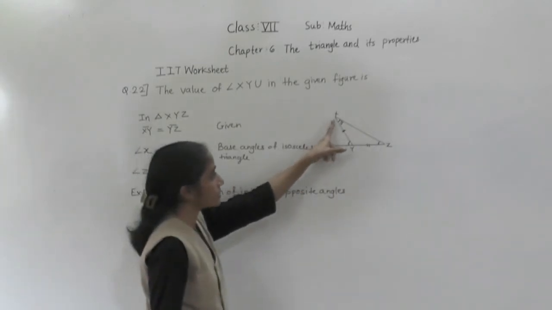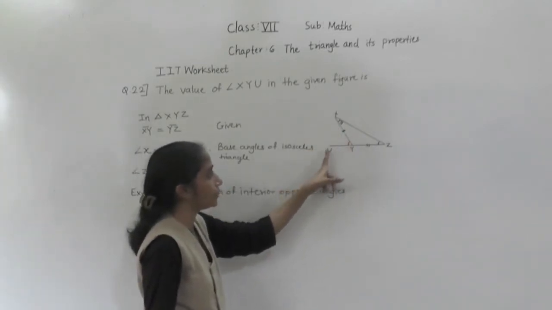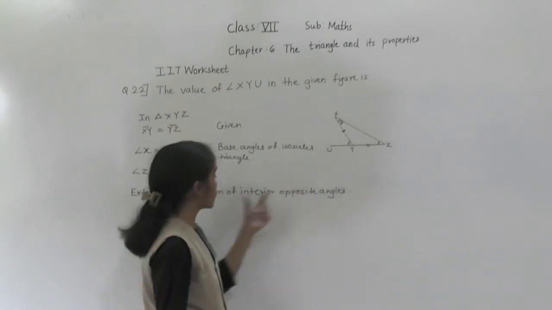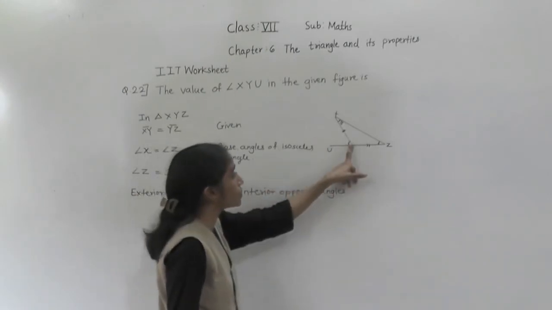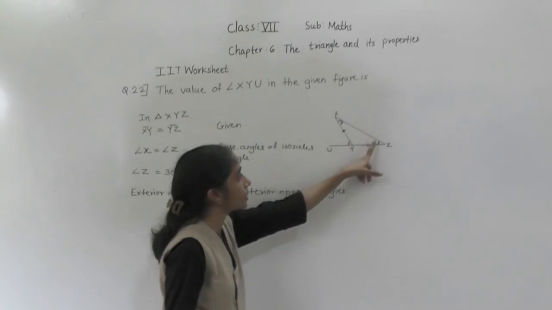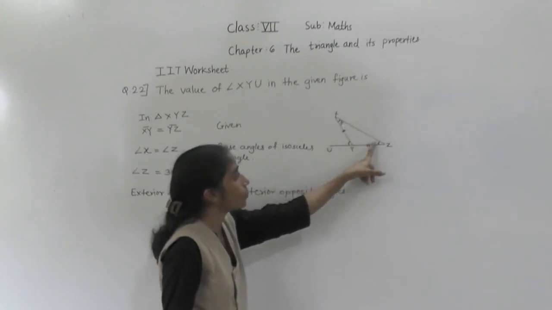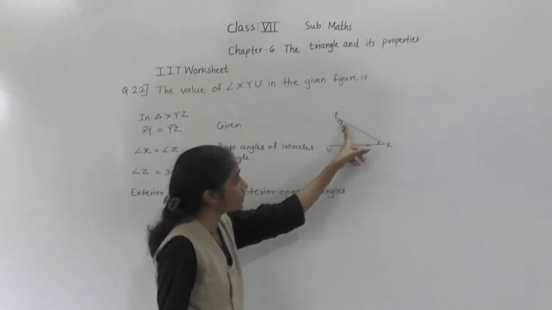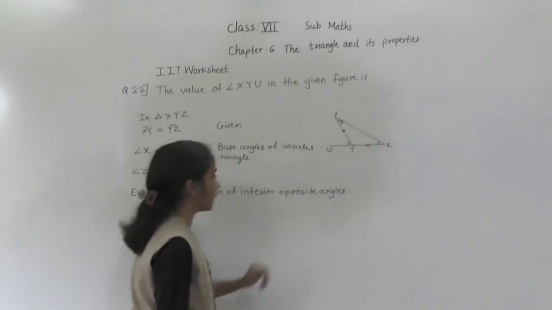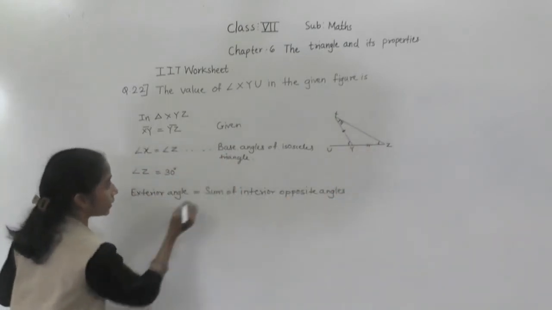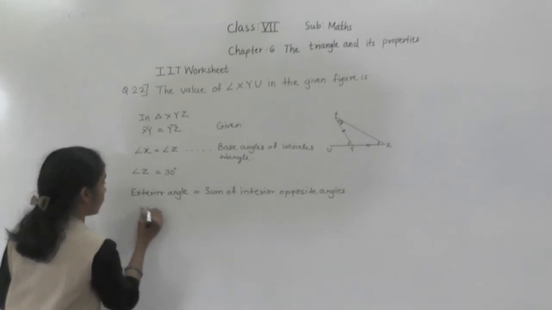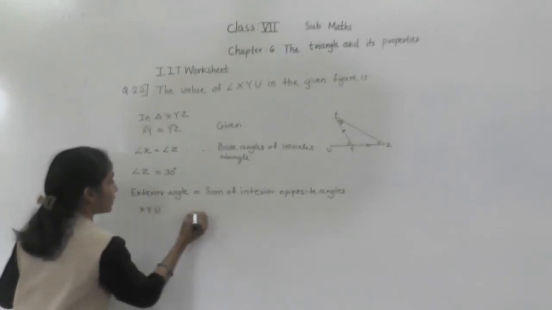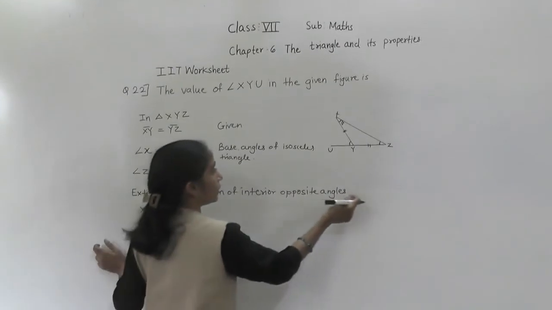Exterior angle. Which is the exterior angle? XYU. This is the exterior angle. So the exterior angle is equal to the sum of the interior opposite angles. These are the interior opposite angles for this angle. So we got this 30 degree and this is also 30 degree. So the exterior angle, which is XYU, is equal to the sum of the interior opposite angles.